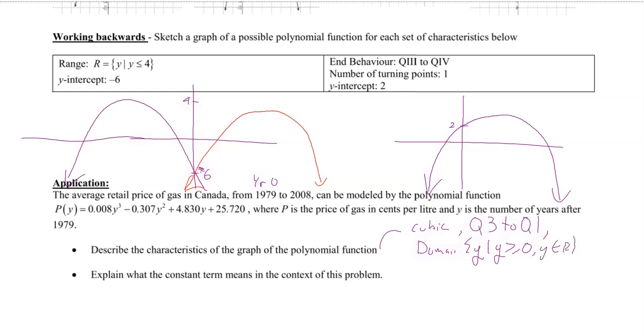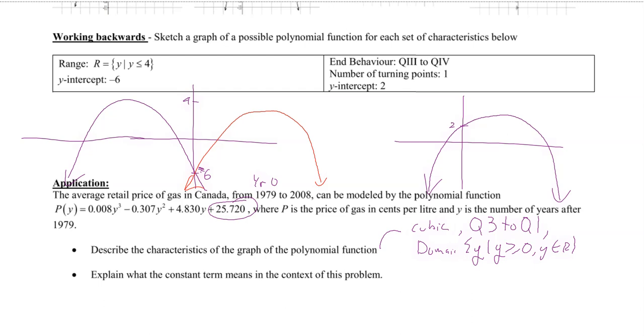Now, it's y because it's years here. Don't confuse that with y as being a range. It is a domain. It doesn't make sense to do negative years unless this model actually holds into the past. And then you could say, well, if we put in negative 10, we'll get the price of gas in 1969. But we're going to assume no, this model is from 1979 to 2008.